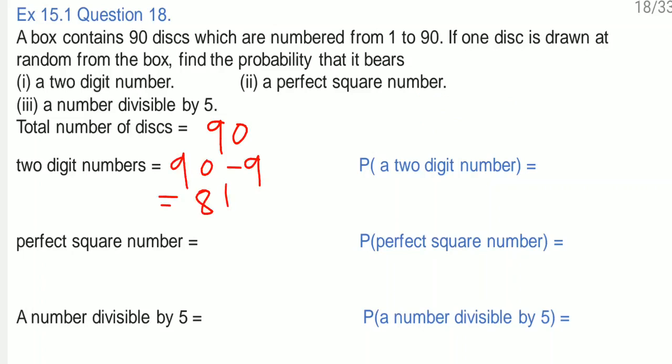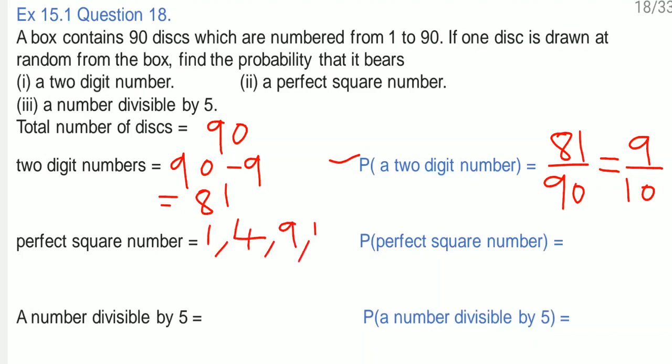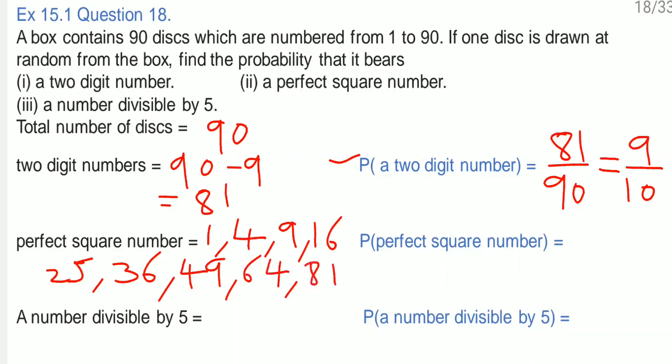Now the probability of a 2-digit number, you see, 81 by 90. Now we'll divide it, 9 nines are 81 and 9 tens are 90. Come to the second one here, perfect square numbers. From 1 to 90, how many perfect square numbers are there? That we'll write down. 1 is a perfect square, then 4, 9, 16, then 25, 36, 49, 64, 81, right? Only these perfect squares are there from 1 to 90. So here 9 numbers are there. So 9 by 90 and our answer comes as 9 ones are 9 and 9 tens are 90.